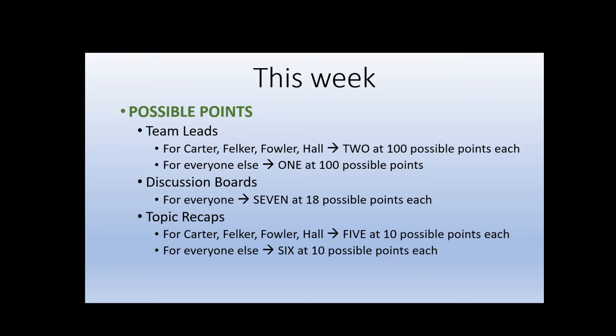So if you're Carter, Felker, Fowler, or Hall and you've done 2 team leads, you haven't done 2 of the recaps, and that means that of the 7 possible recaps, you've only done 5 at 10 possible points each. Everybody else has done 1 team lead. You got a 0 on the topic recap that particular week. So of the 7, you've done 6 at 10 possible points each. You see how it gets a little bit confusing here, trying to make sure that your midterm grade is a pretty accurate reflection of your standing in the class as of a particular point in time.